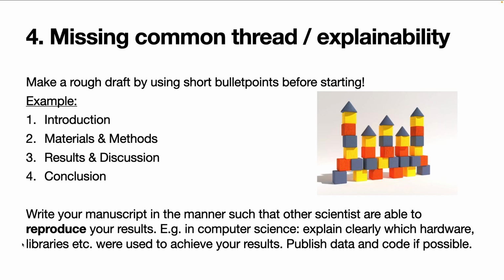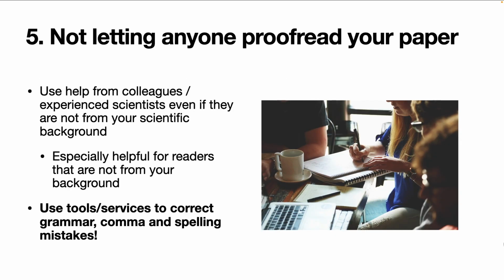You should write your manuscript in the way that other scientists are able to reproduce your results. For example, in computer science, you should explain clearly which hardware and libraries were used. If it is possible for you, try to publish data and code, for example, on GitHub. But there are also other data storage websites that you can use.